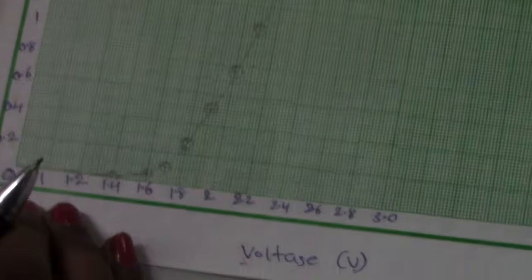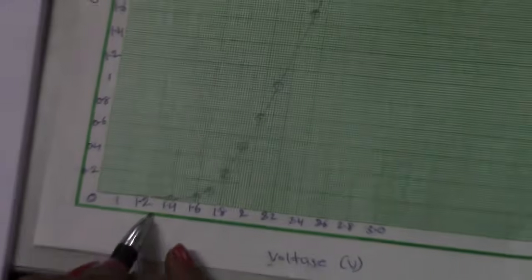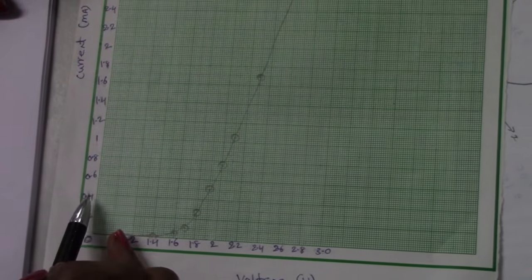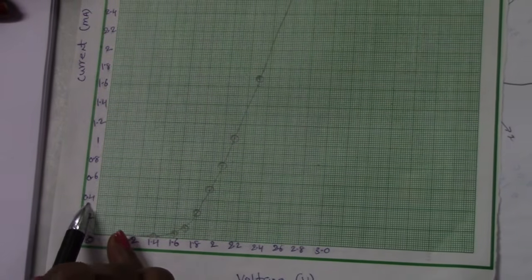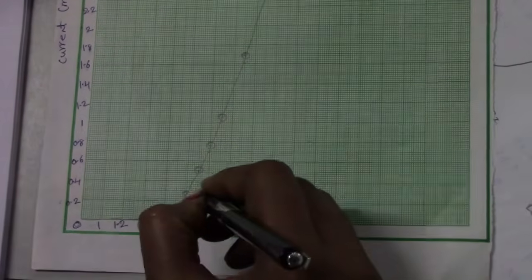I have already taken the readings, and for those readings I plotted the graph. As per my readings, on my x-axis the voltage difference will be 0.2, and on my y-axis the current reading difference will again be 0.2 milliampere. I have taken these with respect to my values, and I have plotted the graph.